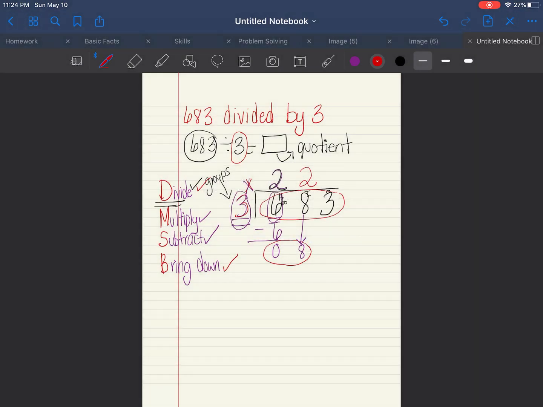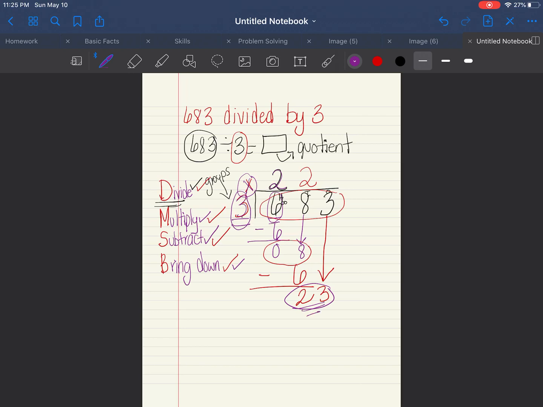We know that 3 times 2 gives me 6. I cannot use 3 because that would be 9. So I divided, and now I multiply. 3 times 2 gives me 6. Subtract: 8 minus 6, that is 2. And now we're going to bring down the last digit, which is going to be 3.